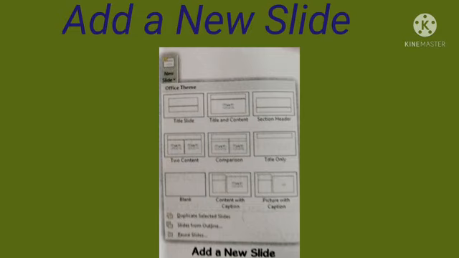On the Home tab, click on New Slide in the Slides group. The Office Theme drop-down menu appears. Choose among the different slide layouts like Title and Content, Two Content, Blank, etc. Whichever layout you like, you can select.